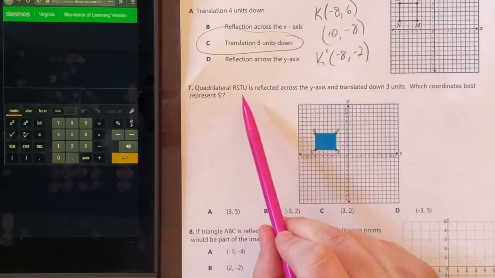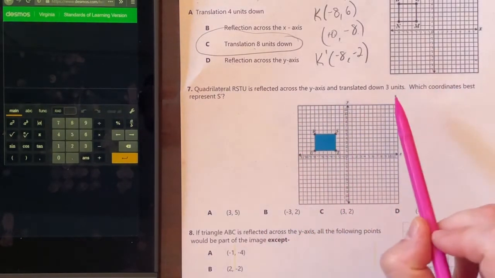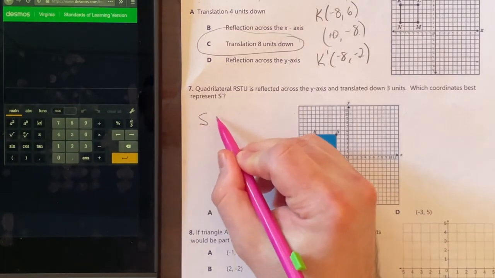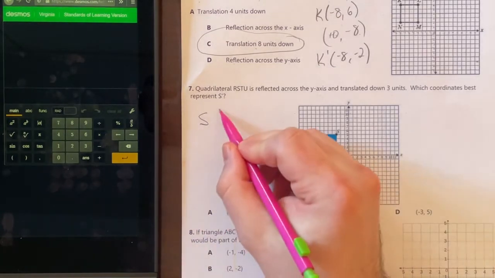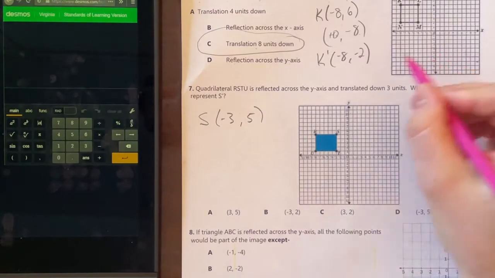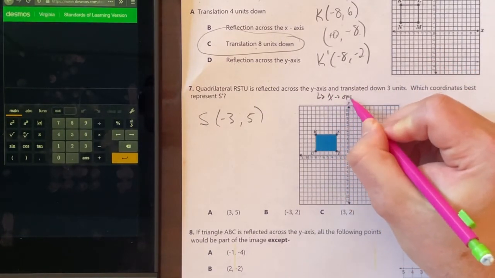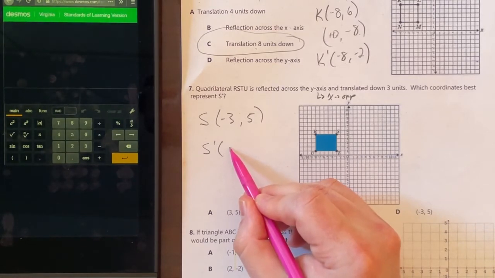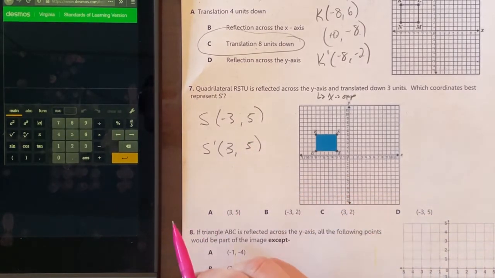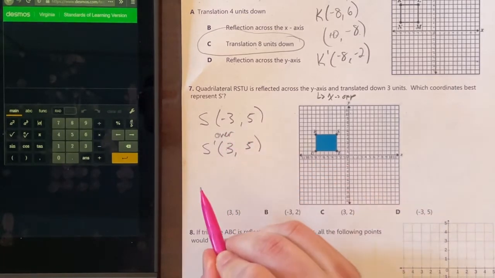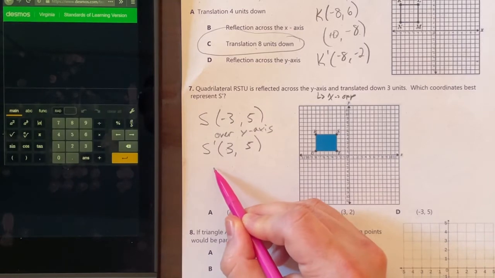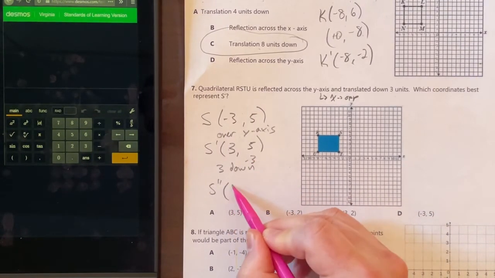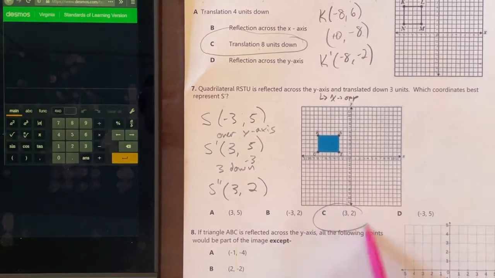For number 7, it says quadrilateral RSTU is reflected across the y-axis and then translated 3 down. Which coordinates best represent S prime? So let's have original S. Original S is going to be (-3, 5). Across the y-axis means the x is opposite and y is the same. So after we reflect it, it's going to be (+3, +5), and then we're doing 3 down, which is subtracting 3 from the y, so S double prime is going to be (3, 2).